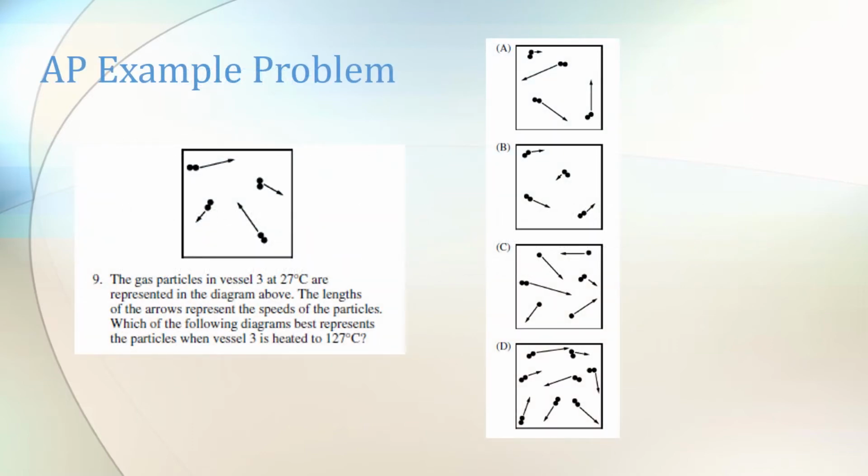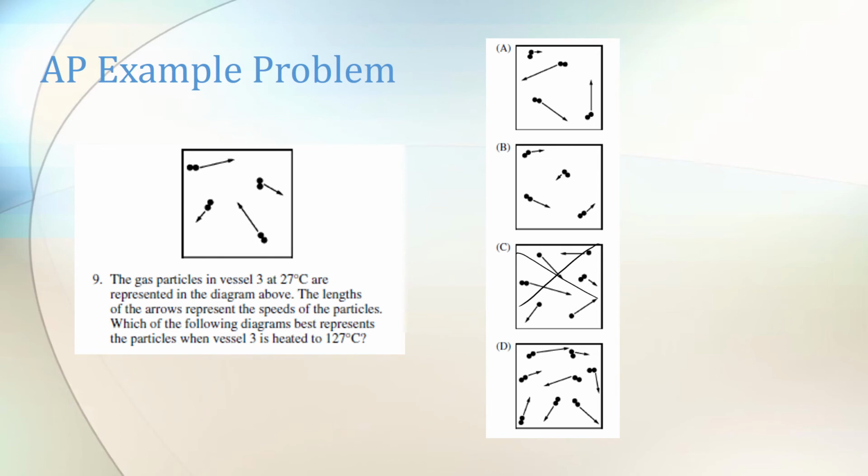So if we take a look here, this is an example problem of something you might see on an AP exam. They do like to use graphics or diagrams so they can get an understanding of your conceptual understanding outside of your straight mathematical understanding. So the gas particles in vessel 3 here, this is a multiple part problem, at 27 degrees are represented in the diagram above. The lengths of the arrows represent the speeds of the particles. Which of the following diagrams best represents the particles when vessel 3 is heated to 127? So remember, heat them up, speed them up. We are going to see a greater movement of particles within our system.